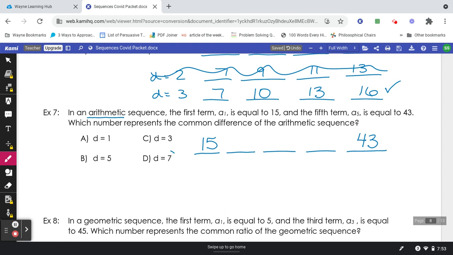The correct answer here should be d equals 7. If you add 15 plus 7, you get 22, add 7 again, 29, add 7 again, 36, and add 7 one more time to get 43.